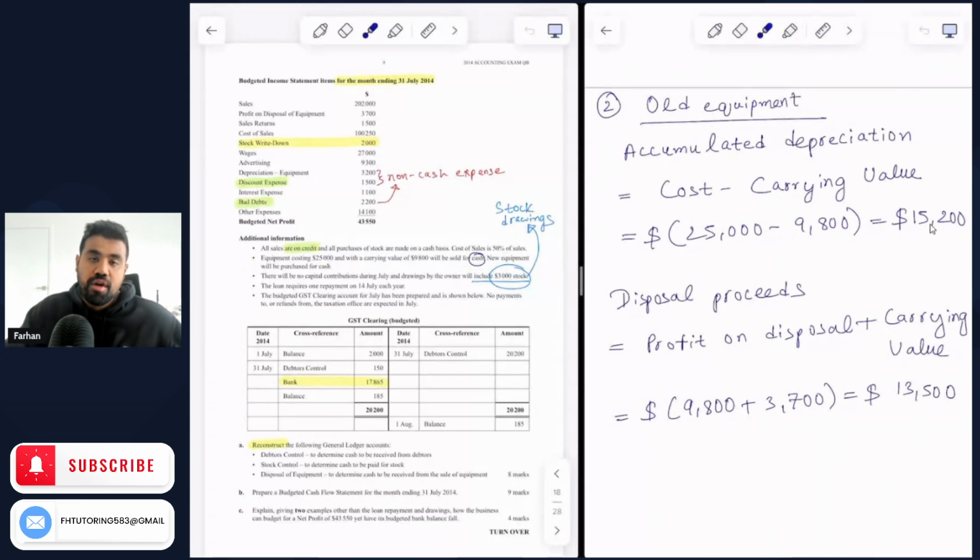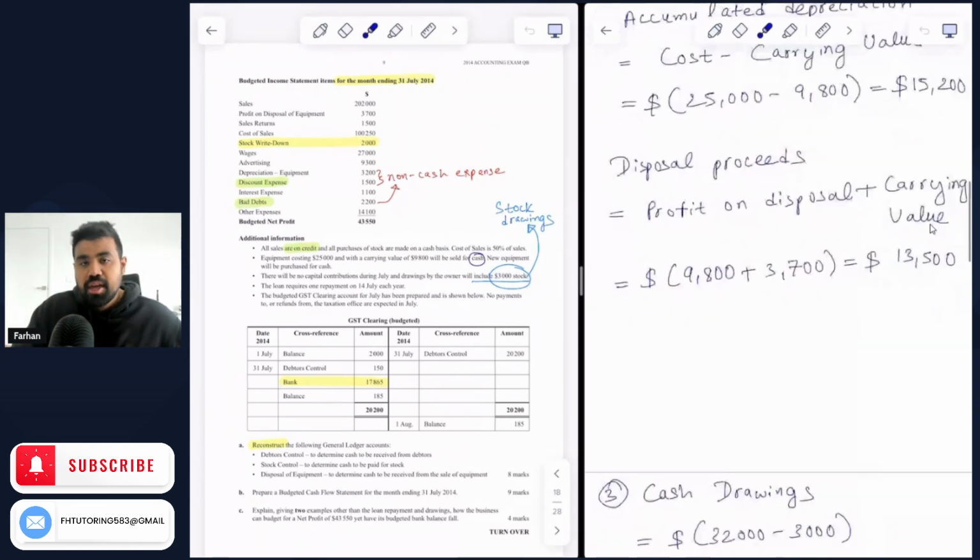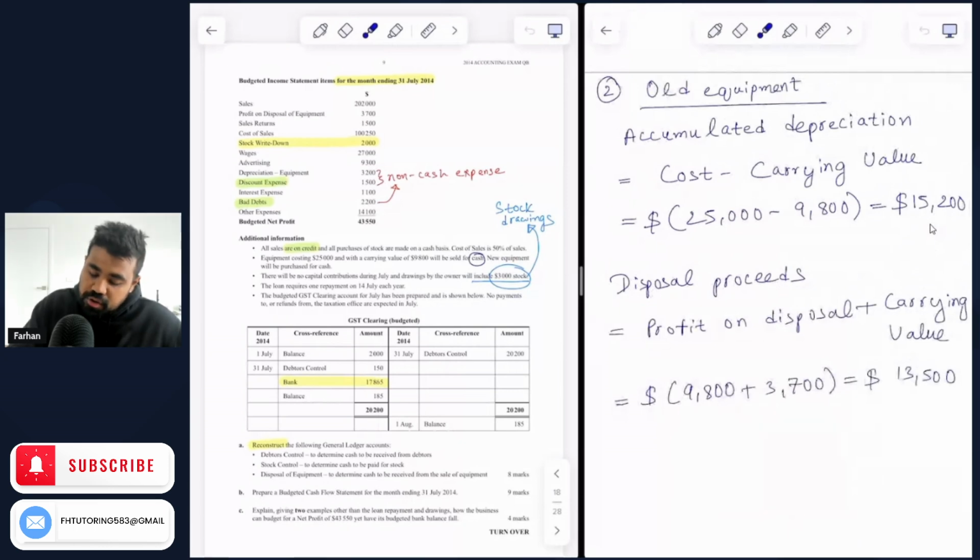All right, so let's start with the first line. The first line refers to an old equipment with a cost of $25,000 and a carrying amount of $9,800. The carrying amount of $9,800 refers to the economic benefit that is available within this asset prior to disposing of it. If we want to find the carrying amount at any point in time, we start with the original cost and we subtract the total depreciation, right? That's how we find the carrying amount.